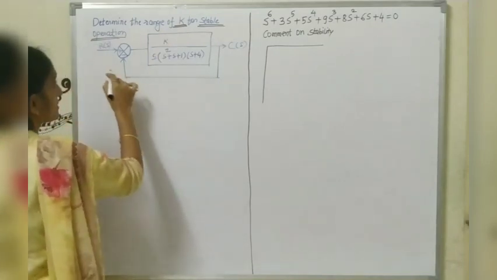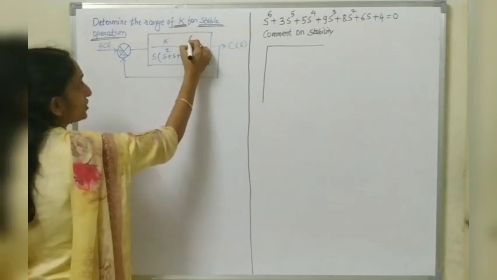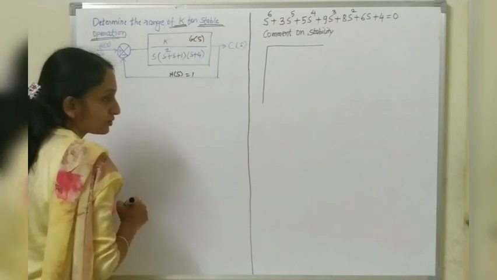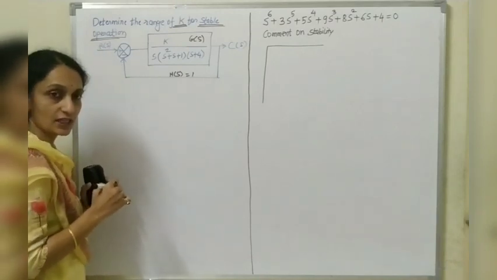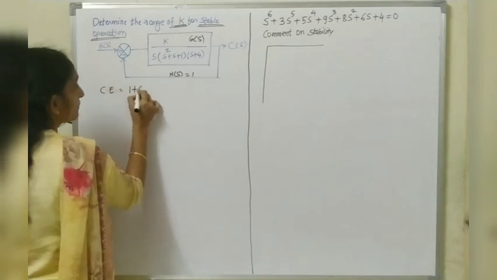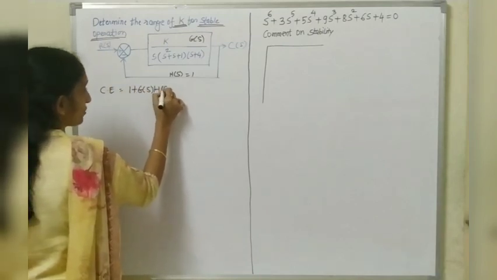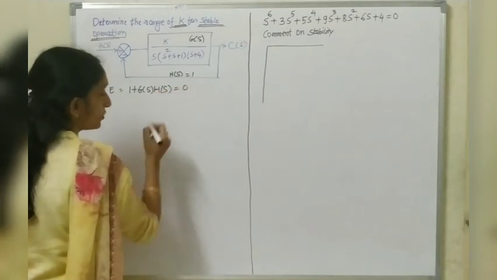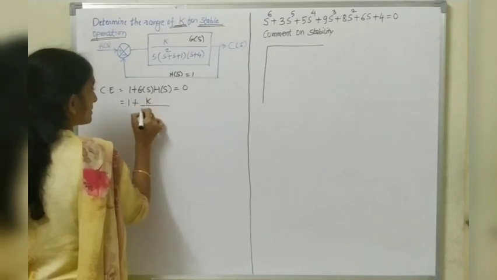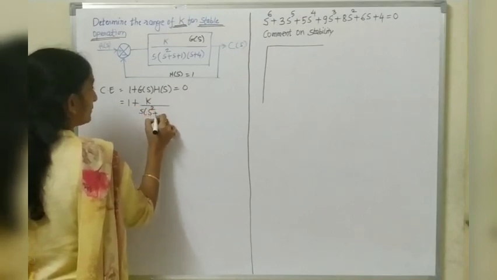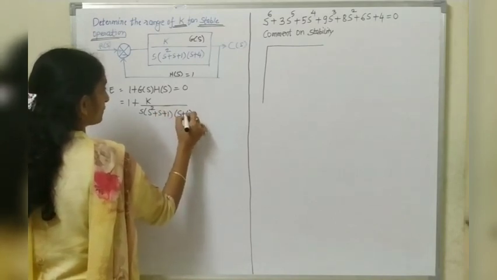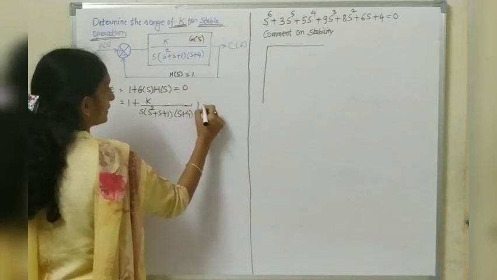Now look at this. Here this is g of s, and h of s is unity feedback. So for the Routh array we need a characteristic equation. We know that the characteristic equation is given by 1 plus g of s into h of s is equal to 0. We will substitute the values of g of s and h of s here. g of s is the given expression, and h of s is 1, equal to 0.